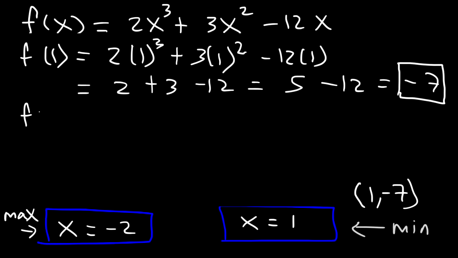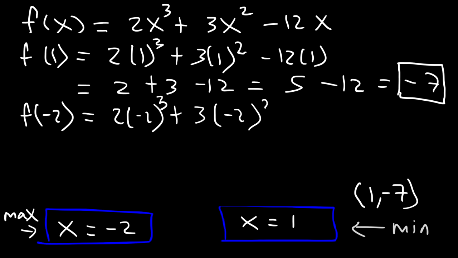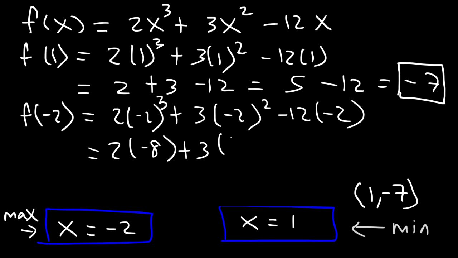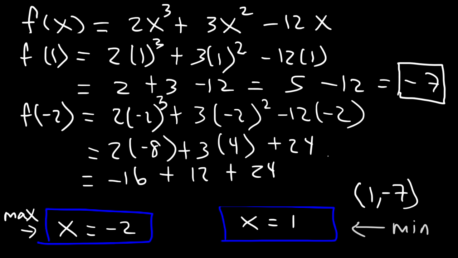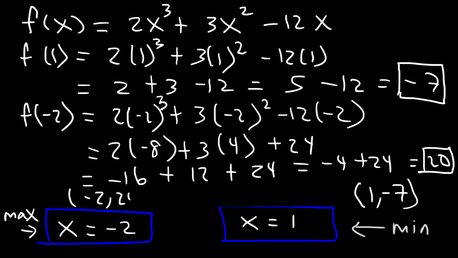Now for the second one, let's replace x with negative 2. Negative 2 to the third power is negative 8. Negative 2 squared is positive 4. And negative 12 times negative 2 is 24. Now 2 times negative 8 is negative 16. 3 times 4 is 12. And negative 16 plus 12, that's negative 4. Negative 4 plus 24 is 20. So we have a local max at negative 2 comma 20.